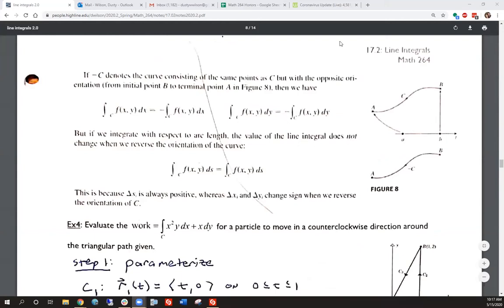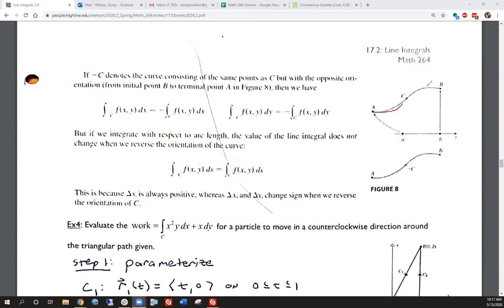So if you think about what's going on, if we go from A to B, we do a certain amount of work. If we go from B to A, we're traveling the opposite direction, and you would do the opposite amount of work. So here you have some amount of work done, and if we go the opposite direction, we'll end up with some negative work done. And that should line up with things we've done in calculus for quite some time.